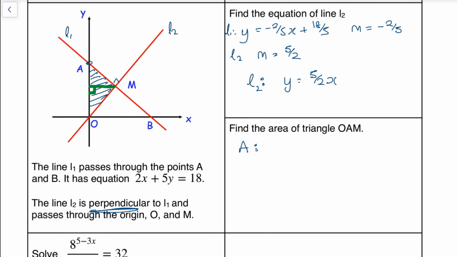Point A is on L1 and it exists where x equals 0. So in other words, this is the L1 equation, 2 times 0 plus 5y is equal to 18, which means that y is equal to 18 over 5. These numbers aren't very nice today. Then I need to find out where L1 meets L2.